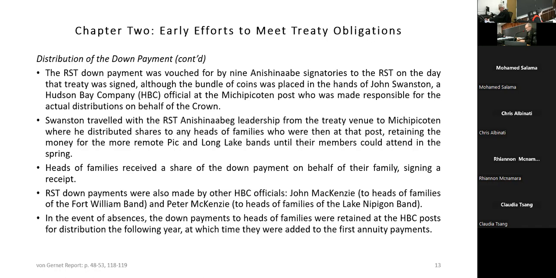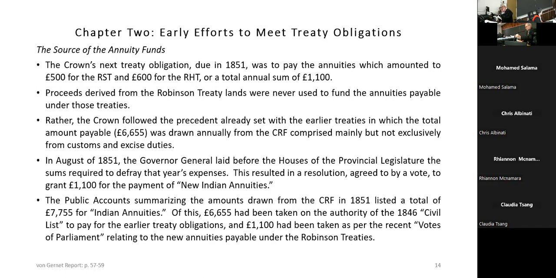If you move then to the next slide, you get away from the $8,000 down payment, and you talk about what you call the next treaty obligation. Is this now where you begin to explain your evidence around what you call the pre-augmented amount? Yes. All right, can you walk us through that, please? So the next obligation was due the following year because the first annuity comes in 1851. And so the RST had £500 due.